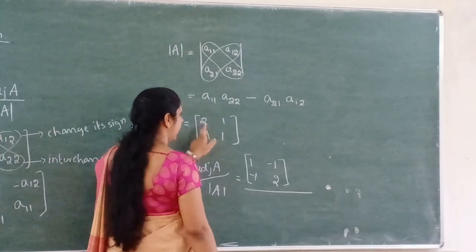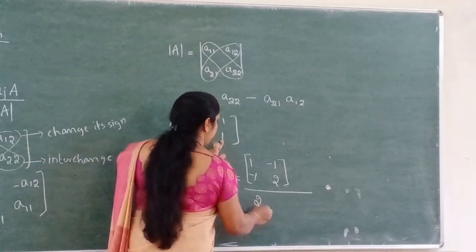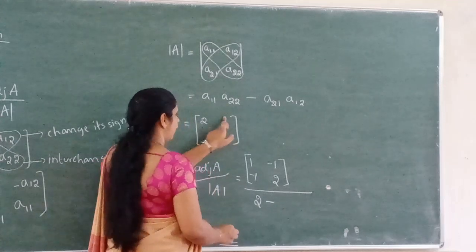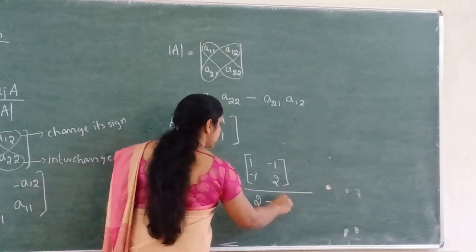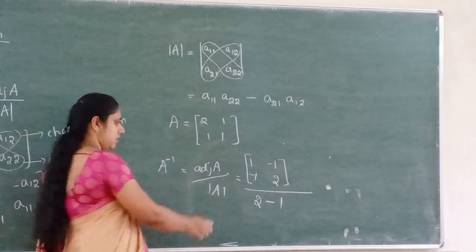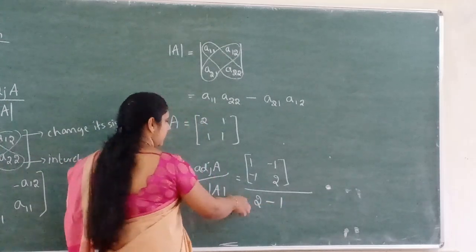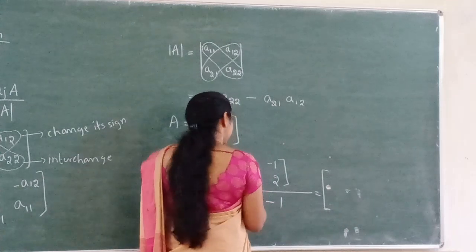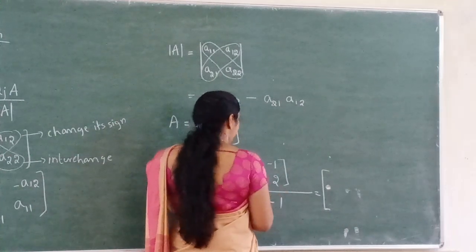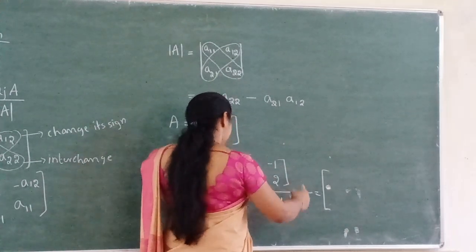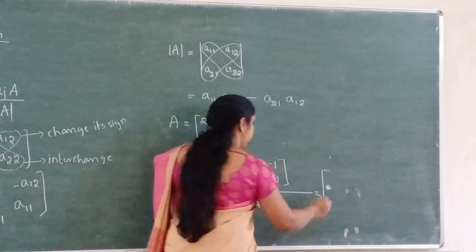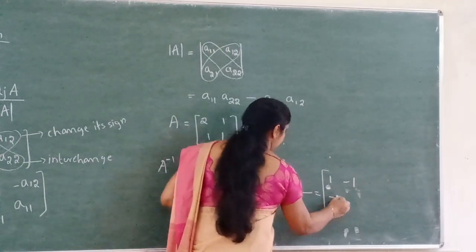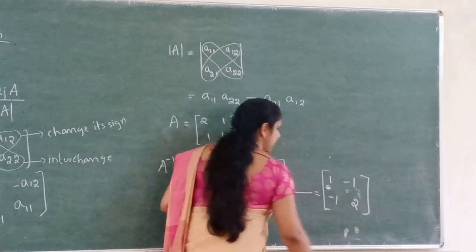So product of the diagonal elements, 2 into 1, is 2, minus product of the non-diagonal elements, that is 1 into 1, 1. So we get 2 minus 1, which is 1. So matrix by 1. This is the same as scalar multiplication. If I multiply 1 to each and every element of the matrix, we get 1, minus 1, minus 1. So this is A inverse.